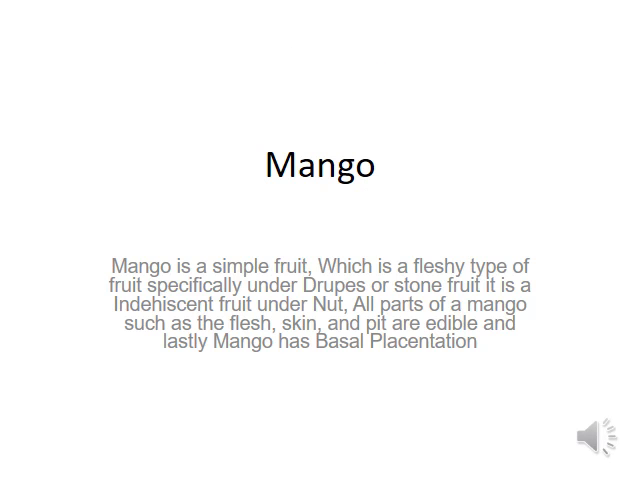So the mango fruit. The mango is a simple fruit, which is a fleshy type of fruit, specifically under drupes or stone fruit. It is an indehiscent fruit under nut. All parts of a mango, such as the flesh, skin, and pit, are edible. And lastly, mango has basal presentation.